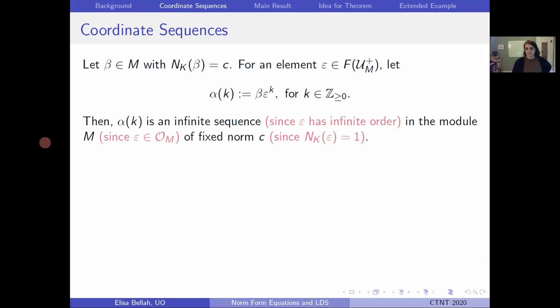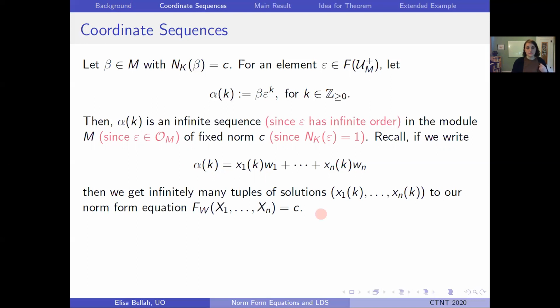How do I translate this back to my Diophantine problem? Well, recall if I write this in terms of some basis for my module, then I get these tuples of solutions to either my original norm form equation or a norm form equation where I've replaced this by some integrally equivalent form. So it's these sequences here, this x1 of k to xn of k, that I would like to focus on in this talk.